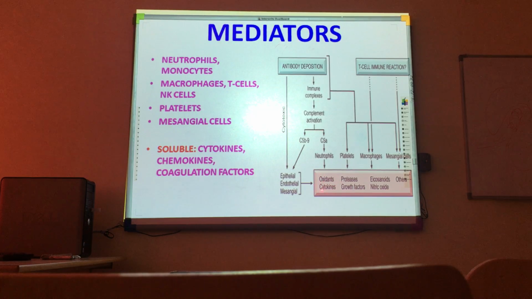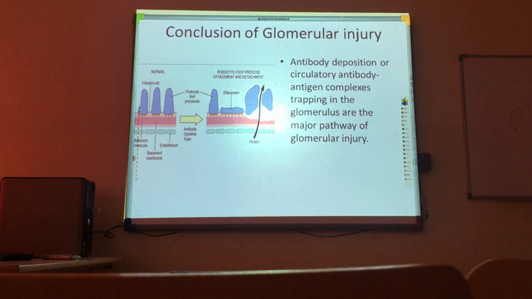Yes. So oxygen free radicals, or cytokines like tumor necrosis factor, interleukin 1, interleukin 6, proteases, growth factors, any one of these which are released from these products can damage or help in the damage of this basement membrane, leading to glomerular injury, and this glomerular injury will end up in glomerulonephritis. So the conclusion of all these glomerular injuries is that the antibody deposition or the circulatory antigen antibody complexes were already formed somewhere else against any antibody or antigen, and afterward they came here.